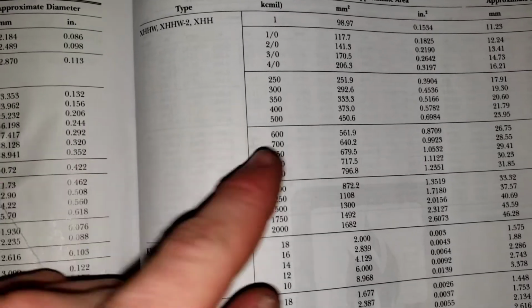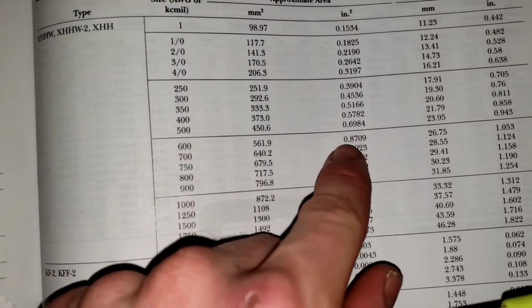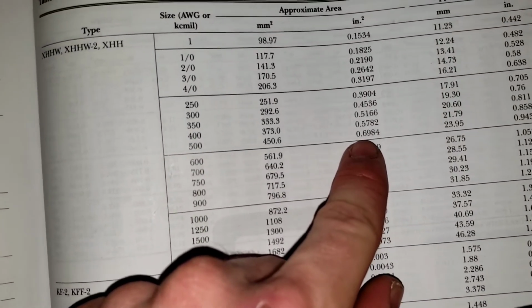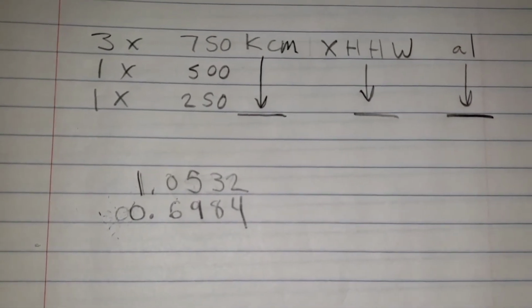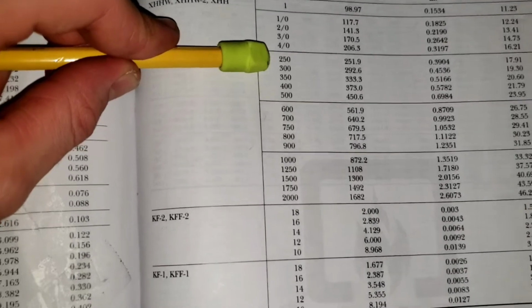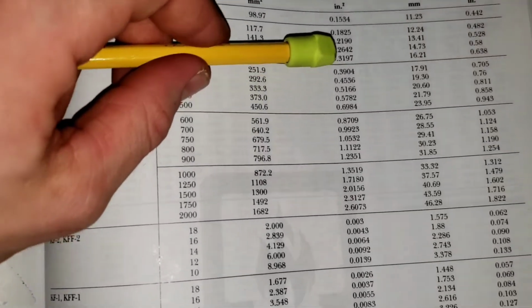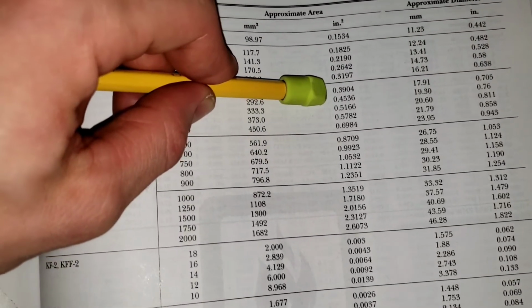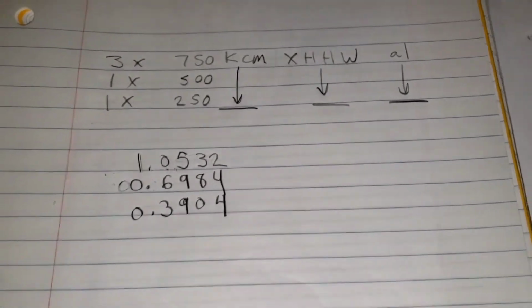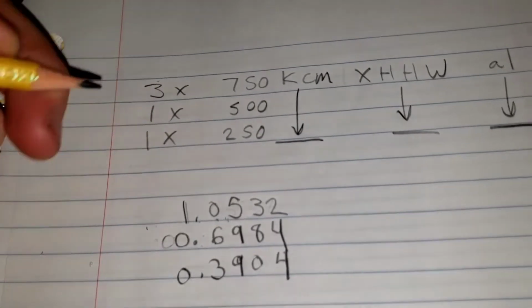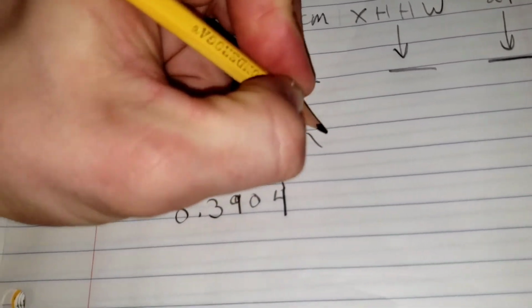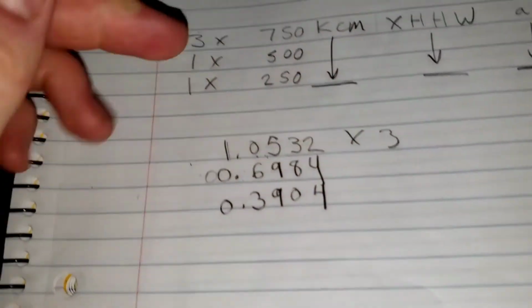Now we just go up here. So 500, you can see that is 0.6984. Okay, there's that. Now 250, that is 0.3904. Now before you get excited, start adding things. We have 3 of the first one, so we need to multiply the first one by 3. The other ones are just by 1, so no problem.